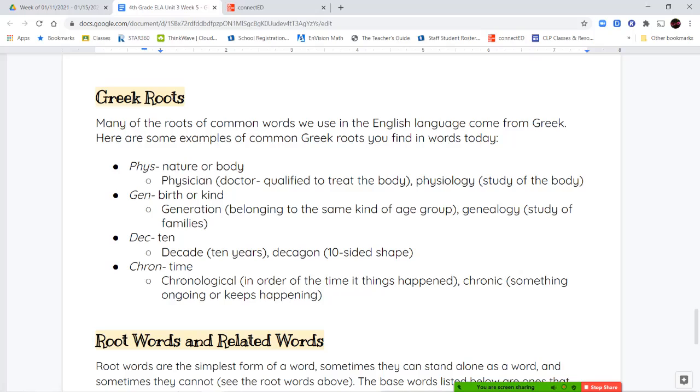We also have the example chronic, something that is ongoing or it keeps happening. So if someone has a chronic illness, that means it's happening continuously over time. It's not something they're healing from. It's something they're dealing with for a long period of time.